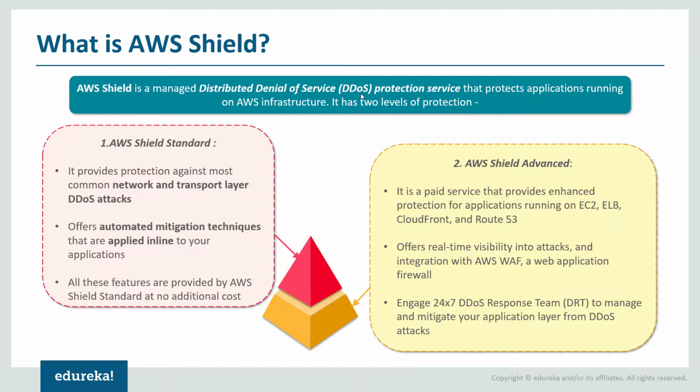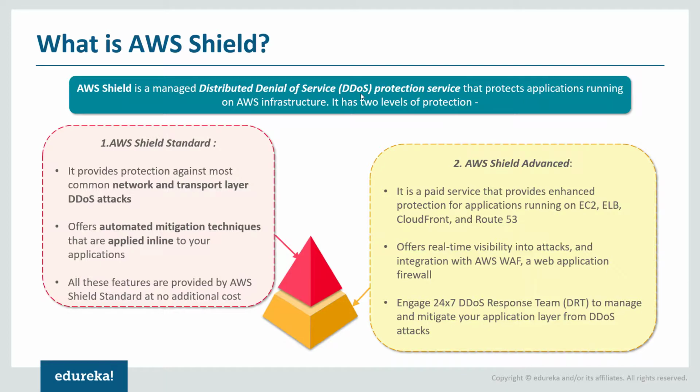If you want extra features, like you want to protect your EC2 instances, you want to protect your ELB, you want to specially protect your CloudFront and Route 53, then you can go ahead and enable AWS Shield Advanced. It also provides you real-time visibility into attacks. It can be integrated with WAF, the Web Application Firewall. The beauty with AWS Shield is you will get a 24/7 DDoS response team so that you can manage and mitigate your application layer DDoS attacks.